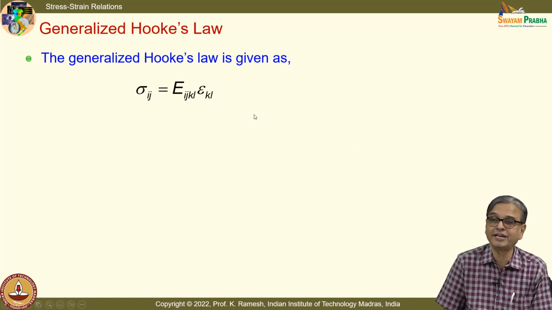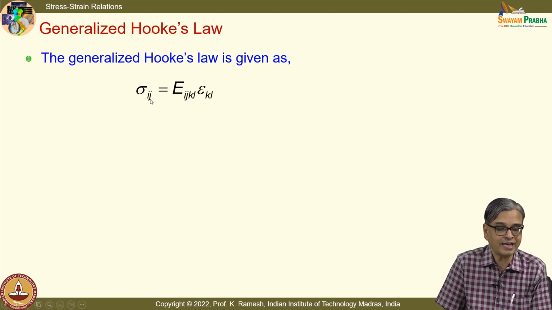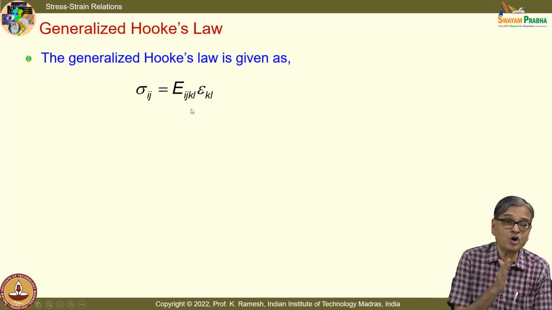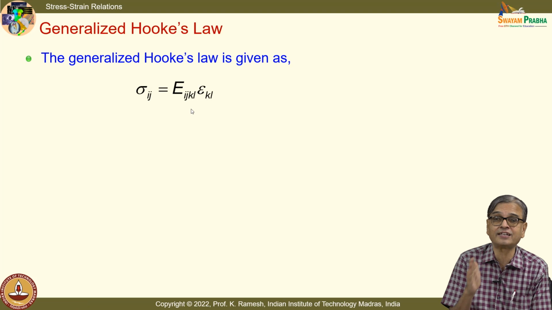And I am going to write it in indicial notation. I have sigma ij, where i goes from 1 to 3 and j goes from 1 to 3, so in general I have 9 stress components. This is related to the strain component epsilon kl, and what you have here is E_ijkl with 4 subscripts. Here you will recognize the Young's modulus is a function of the direction. It is a tensor of rank 4.